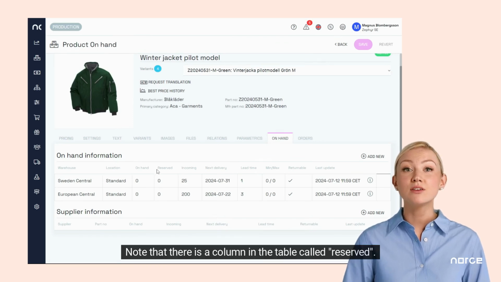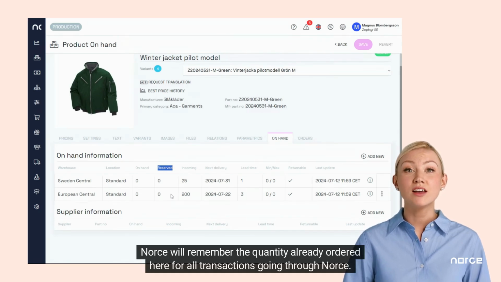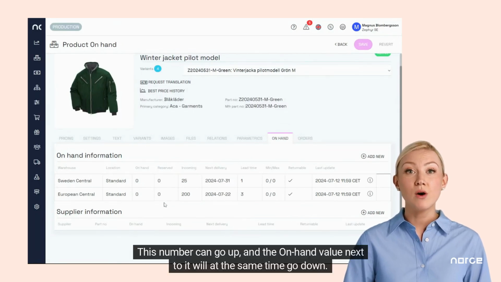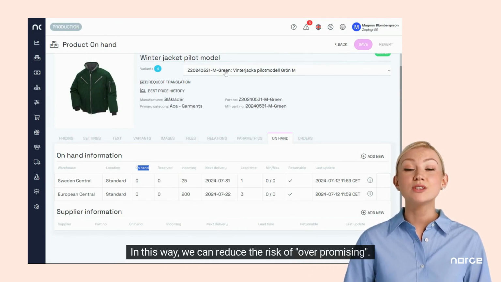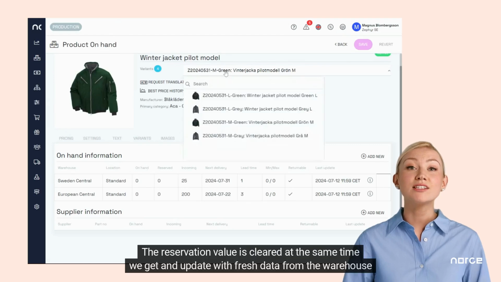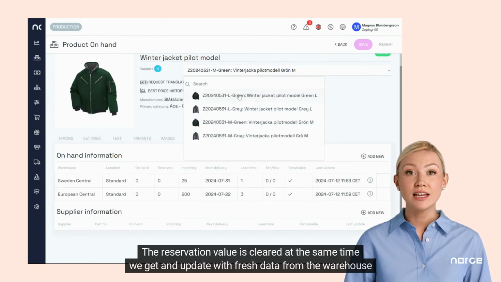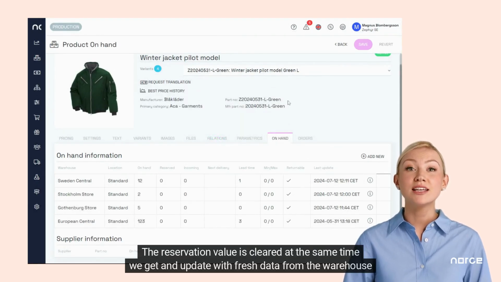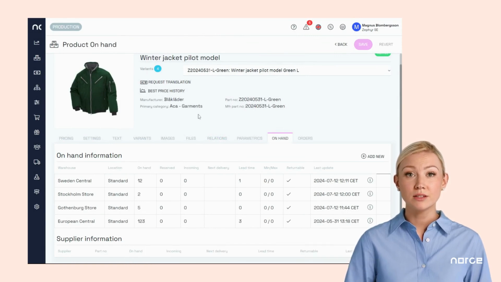Note that there is a column in the table called Reserved. Norce will remember the quantity already ordered here for all transactions going through Norce. This number can go up, and the on-hand value next to it will at the same time go down. In this way, we can reduce the risk of over-promising. The reservation value is cleared at the same time we get an update with fresh data from the warehouse management system.